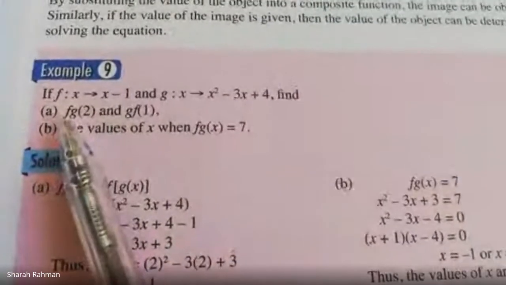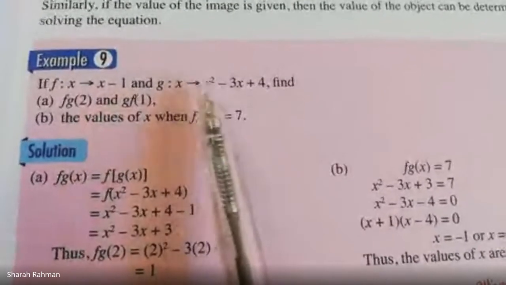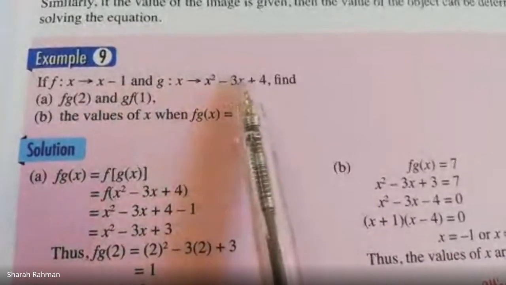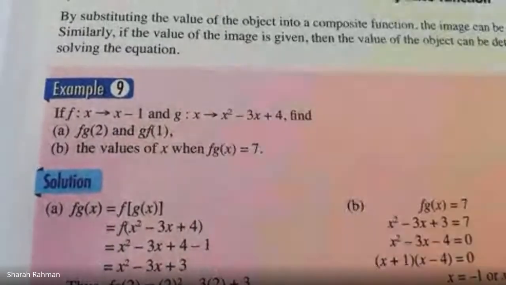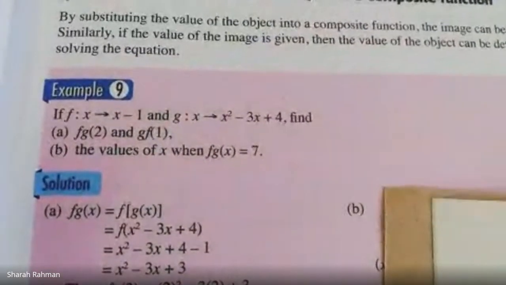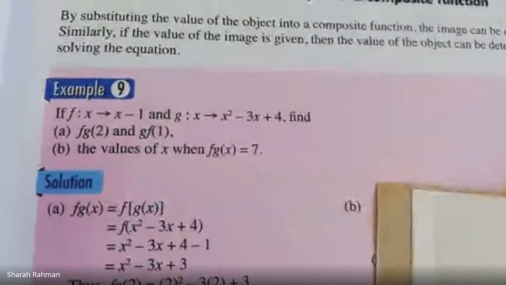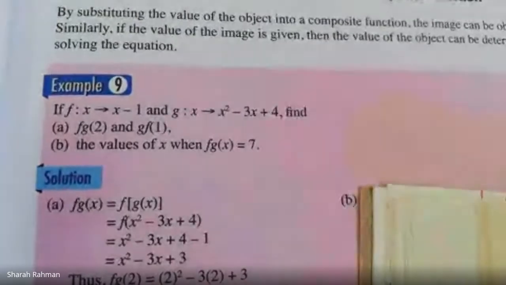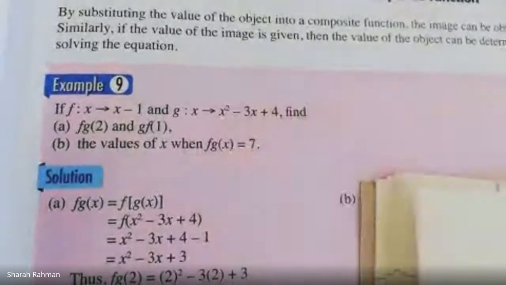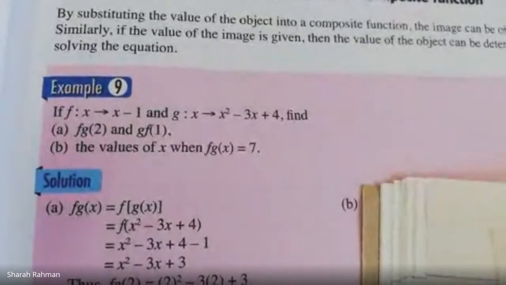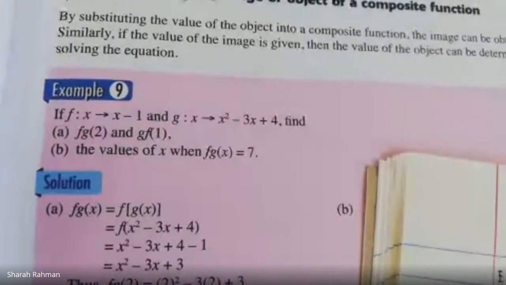If f(x) equals x minus 1 and g(x) equals x squared minus 3x plus 4. So the question asks us to find fg(2) and gf(1). So we have two methods actually. It depends on which one you want to use. If you feel the first one is better, you can use the first one, or if the second one is better, you can use the second one.